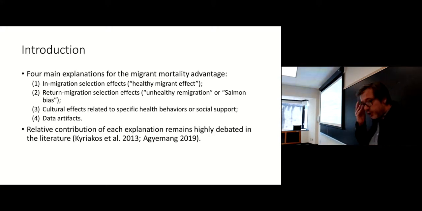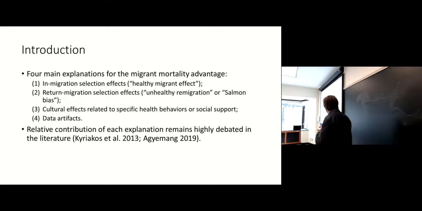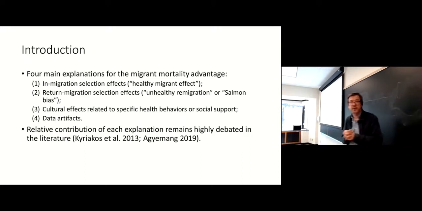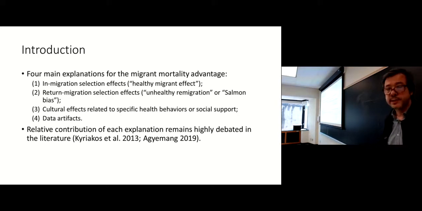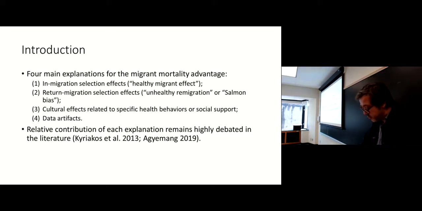The second explanation is the opposite, return migration selection effects. What happens to those who return to their country of origin? Are they selected as well? And here the idea is that there might be some unhealthy remigration taking place. I'll talk more about this hypothesis, because this is the main hypothesis that we're looking at in this paper. This is the so-called Salmon bias hypothesis.